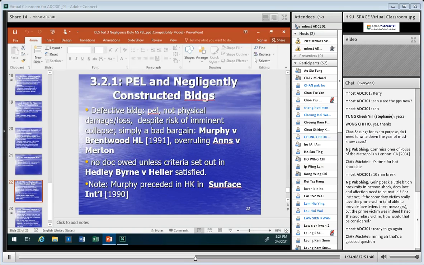By the way, there's a case in Hong Kong called Sunface International, which preceded Murphy, and the Hong Kong courts came to the same conclusion. So Hong Kong sort of led the way here. So the courts will not find there's a duty of care owed to the plaintiff who suffers pure economic loss unless you satisfy not only reasonable foreseeability but also sufficient proximity. So the Hadley, Byrne and Heller criteria are applied to negligently constructed buildings.